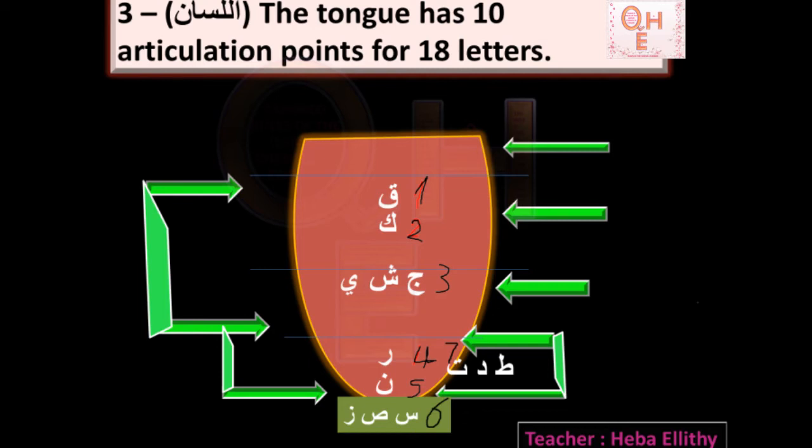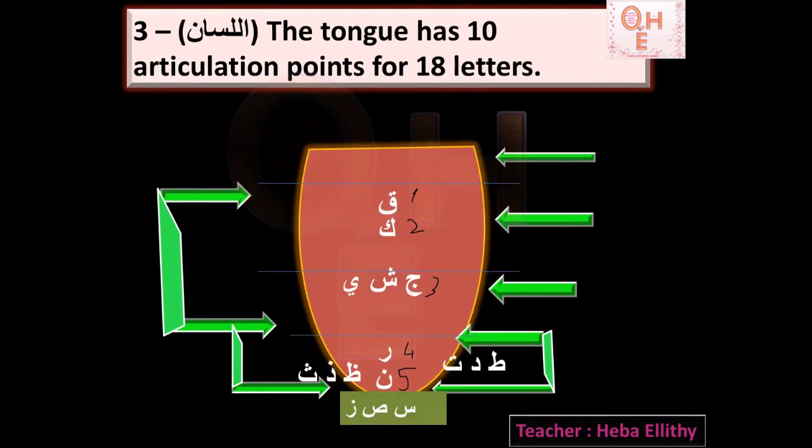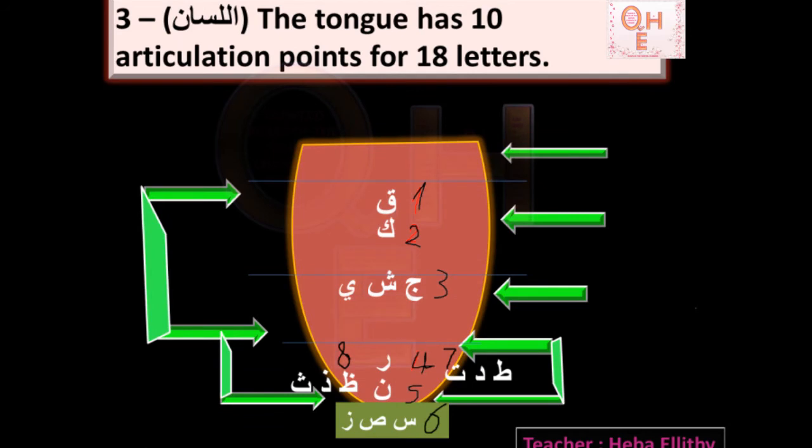And we have dha, dhal, and tha. Let's put dha, dhal and tha here. It's closer to the noon. This is articulation point number 8, right?